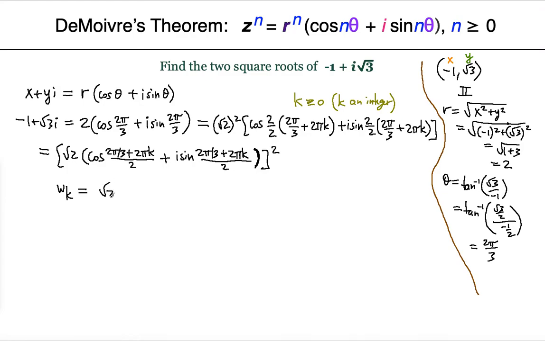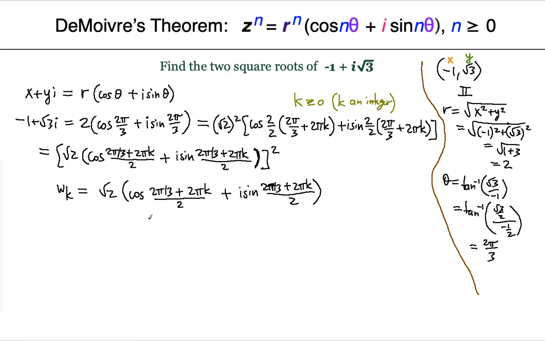The square root can be expressed as radical 2 cosine of 2 pi over 3 plus 2 pi k being divided by 2 plus i sine of 2 pi over 3 plus 2 pi k being divided by 2. Okay? This is already a square root, right? This is the expression that you're going to use to find your individual square roots, right?